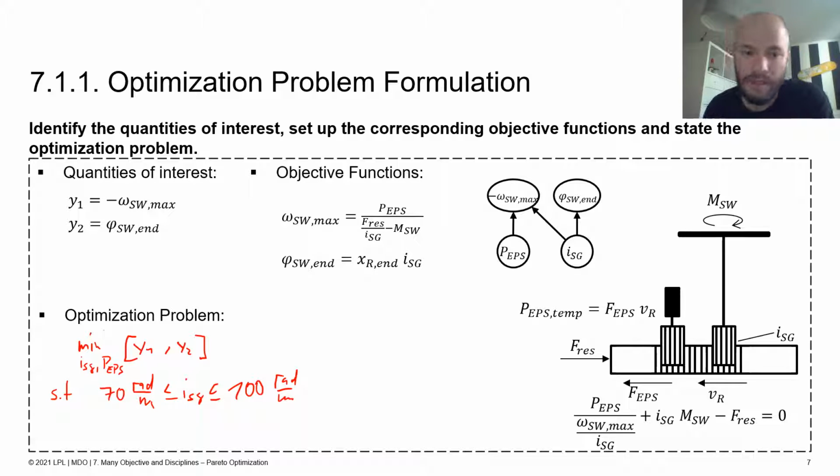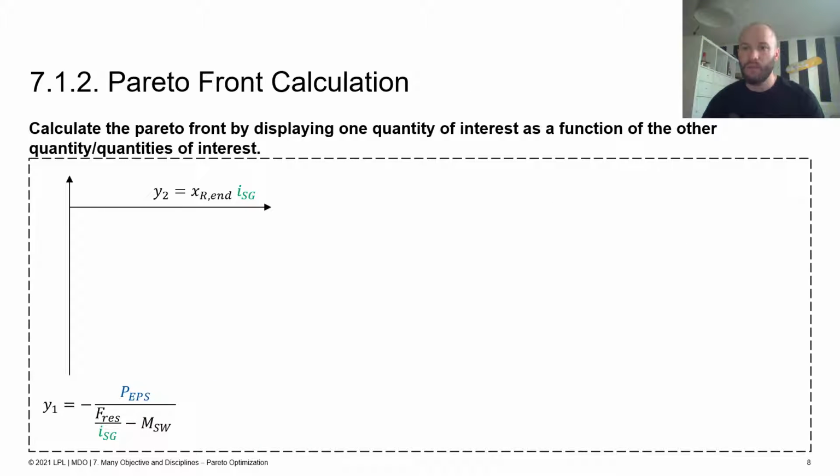And the same thing for the second design variable. So this is the power of the actuator, which also has a lower bound. So it has to be equal or greater than 0. And the upper bound is 600 watt. And with this, we have now set up the optimization problem for two objectives and two design variables. Next, we will deal with the Pareto front.